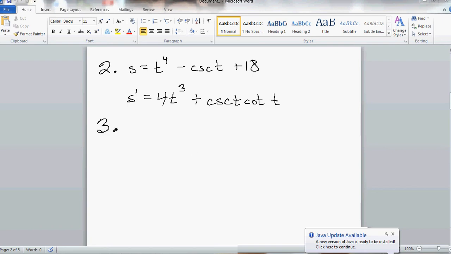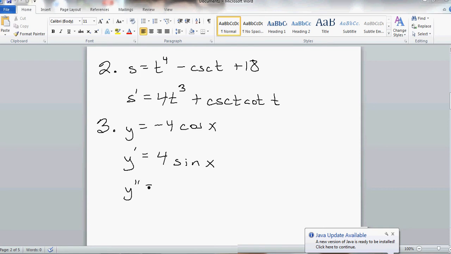Example number 3. We are given y equals negative 4 cosine of x, and we are asked what's y double prime. Well, in order to find y double prime, the first thing we have to do is find y prime. The derivative of negative 4 cosine x. Well, the derivative of cosine x is negative sine x. And multiply that by the negative 4 that was already here, and we get a positive 4 sine x. So that's what y prime is.